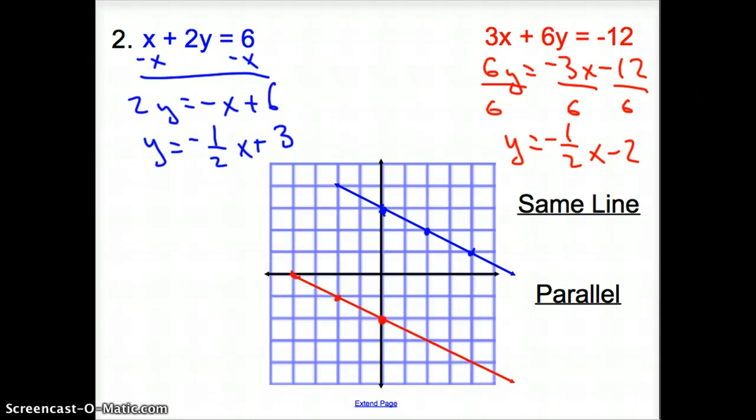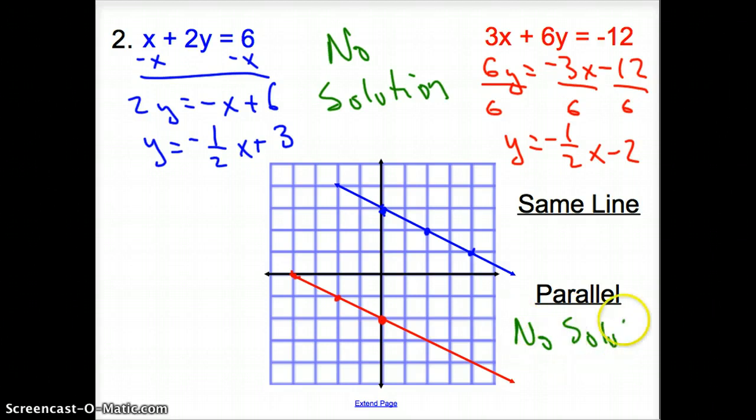Now if we look at these two lines, will these lines ever touch? Will this line, the blue line and the red line, ever touch? No. So for number 2, there is no solution. Well, what kind of lines are these? These are two parallel lines. So for parallel lines, there is going to be no solution.